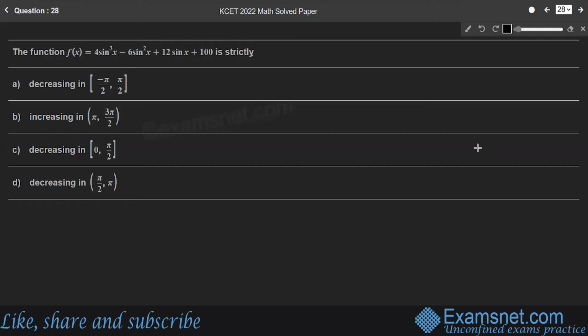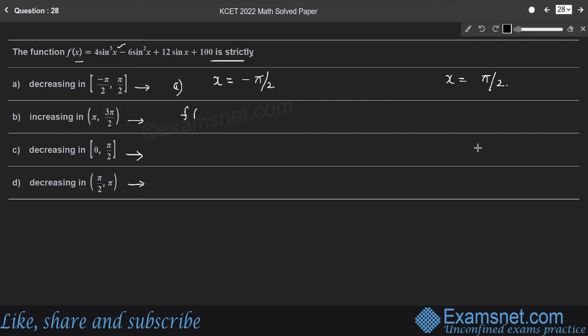Question 28. The function f of x is equal to 4 sine cube x minus 6 sine square x plus 12 sine x plus 100 is strictly. So students, no need to take the derivative of the given function. Directly we have to substitute the value of x here. In this particular range of angles, we have to decide whether the function decreases or increases. So according to option A, in the range minus pi by 2 to pi by 2, what will be the value of f of x? Separately we'll consider x as minus pi by 2 and x as pi by 2.